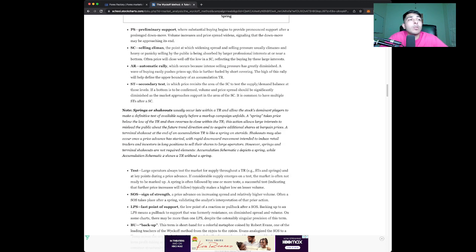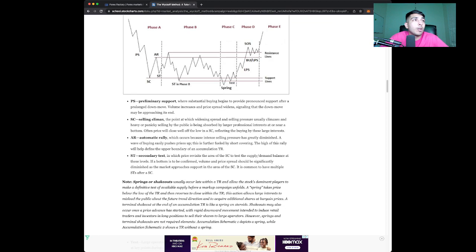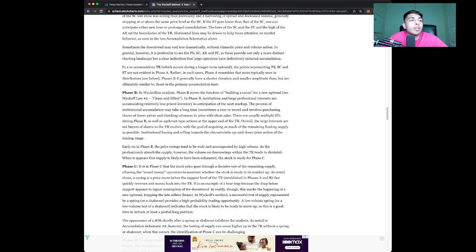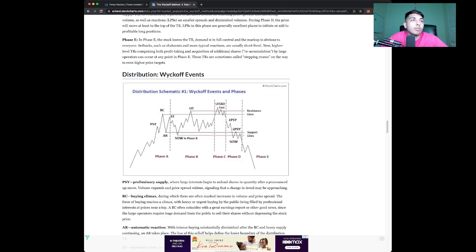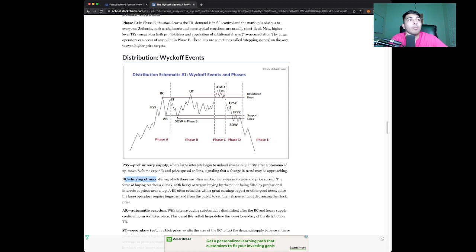Now, we talked about accumulation. I think it was schematic 1. Now what I want to talk about is distribution, right? When it comes down to this price model, you guys can study about it a little bit more. We have what we like to call a buyer's climax, BC at the top, right? This is like that last little push up before we have a rally back.